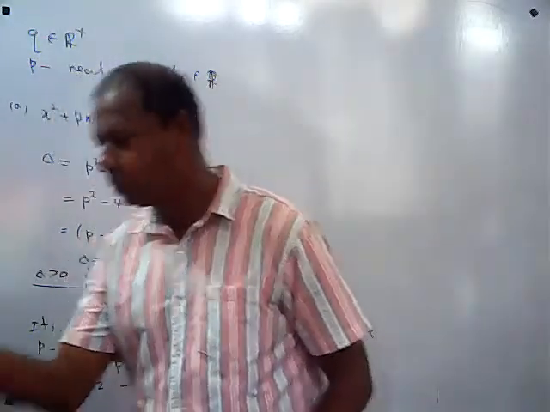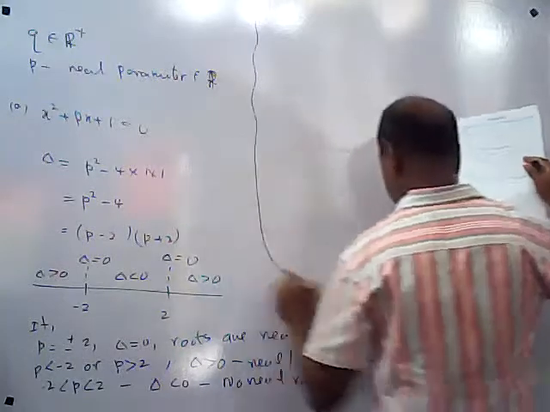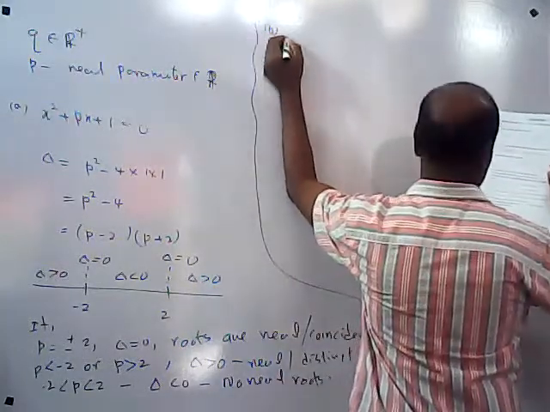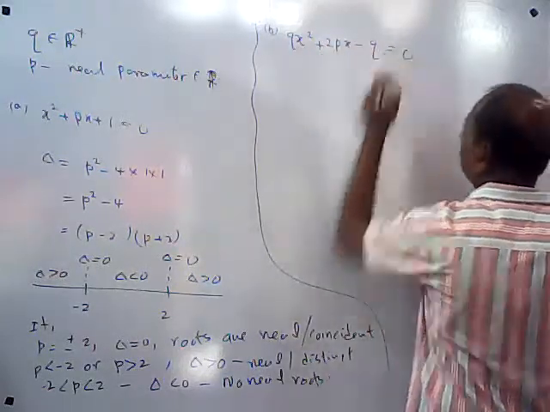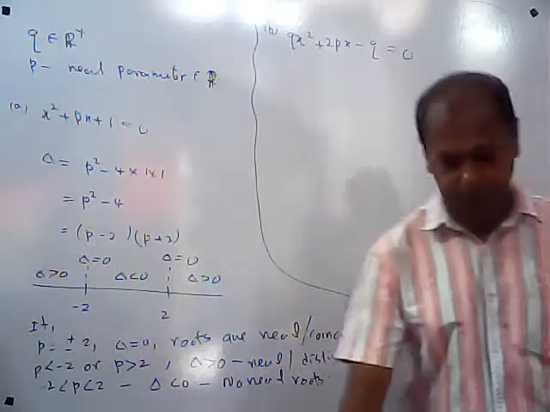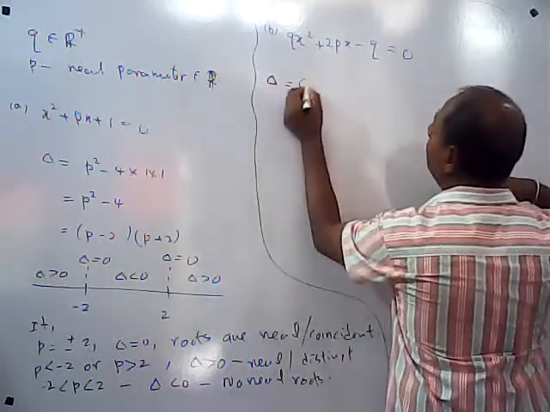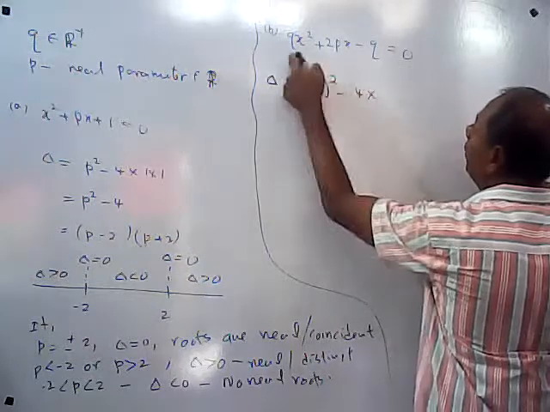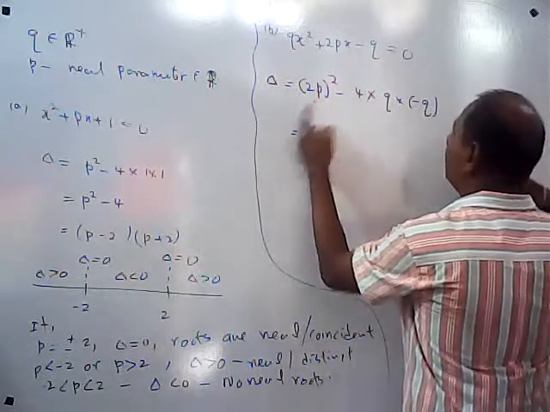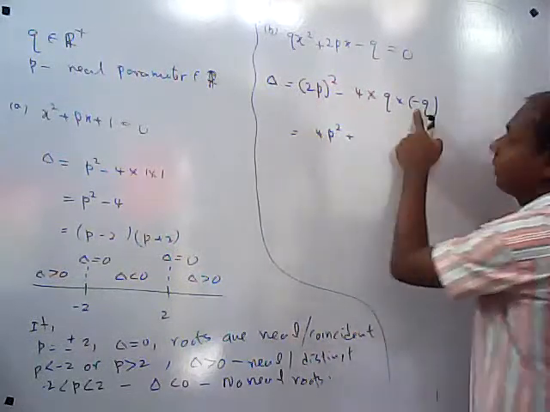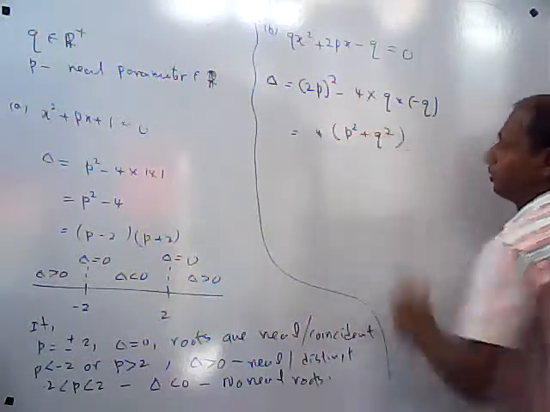Okay, shall we go to number 2? Number 2, or part B. Qx squared plus 2tx minus q equals 0. We found delta. So delta is equal to b square. B is 2t, square, minus 4 times q. C is also minus q. So the 4p squared, minus and minus, that becomes plus. You can take 4 out. That will give p square plus q squared.